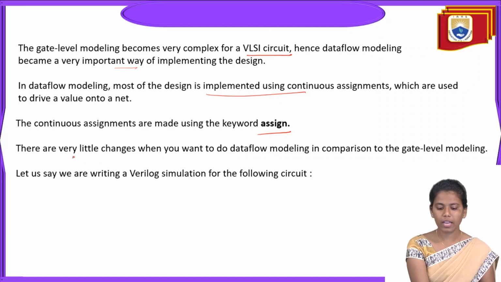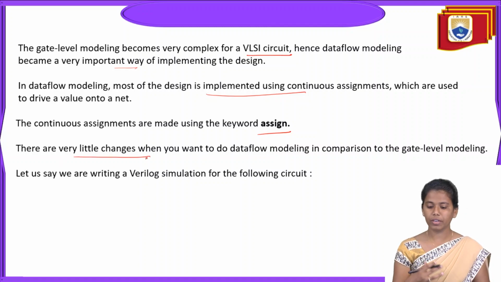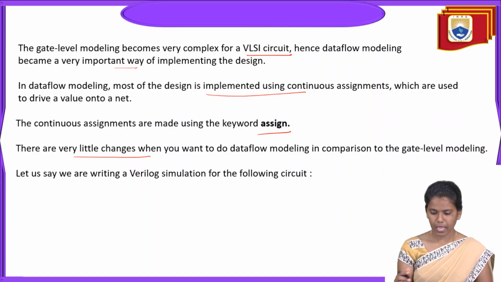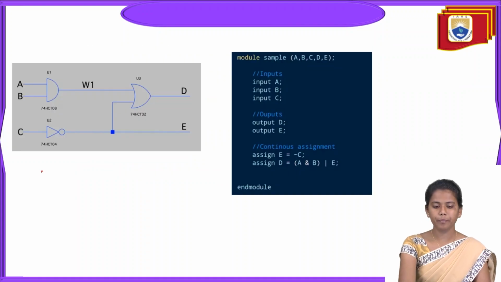Also, there are very few changes when you want to do data flow modeling in comparison to gate level modeling. If you compare gate level and data flow modeling, only a few little changes are made. Here is one more example. This example has an AND gate, a NOT gate, and an OR gate, right? This is a small example where we have A, B, C as inputs and D, E as outputs.